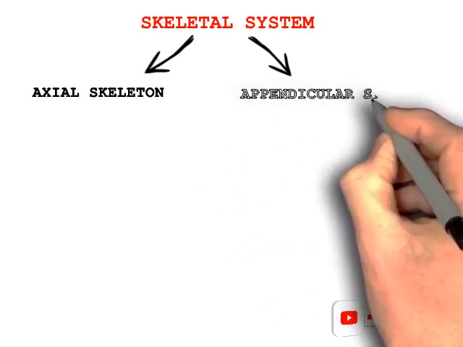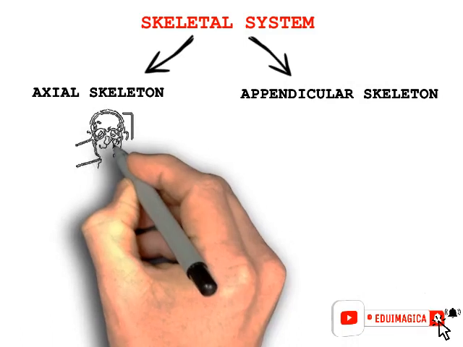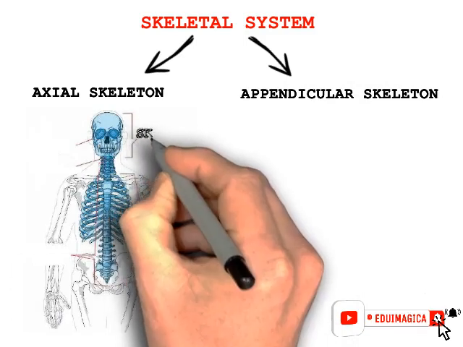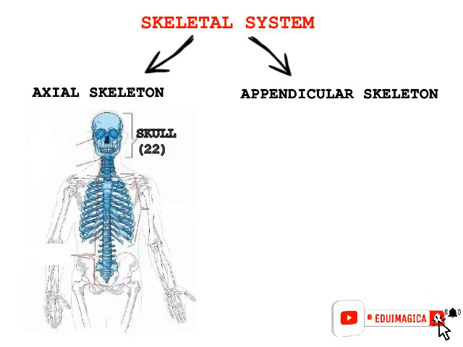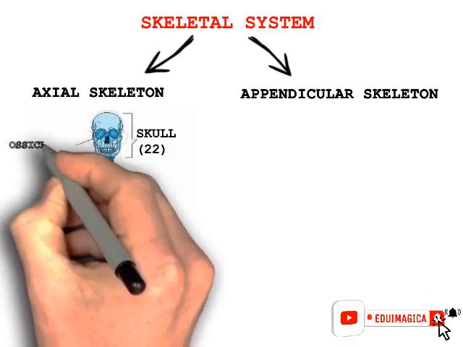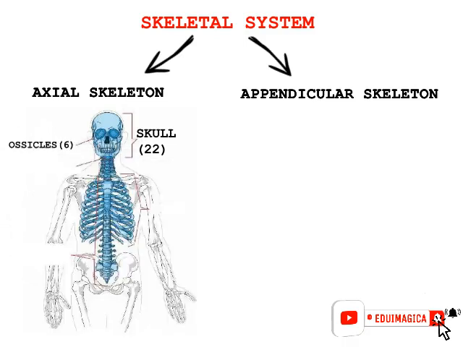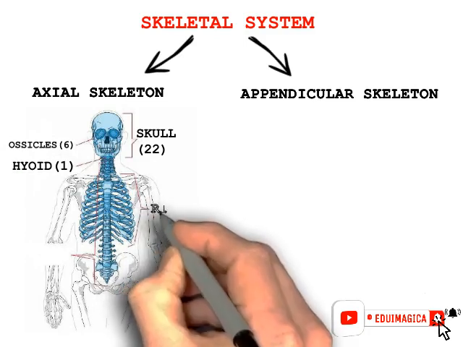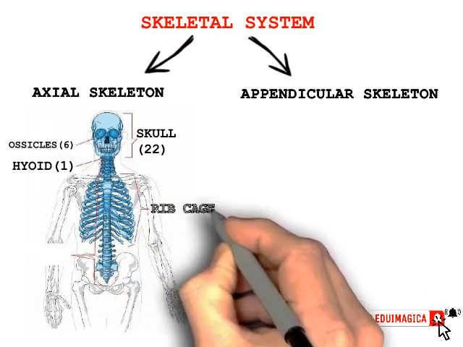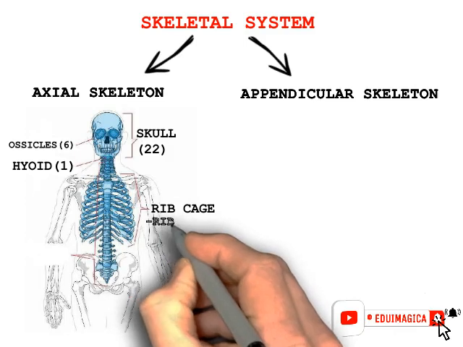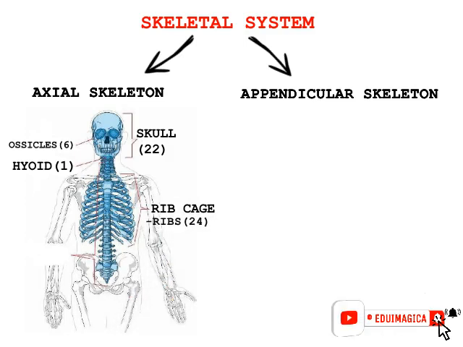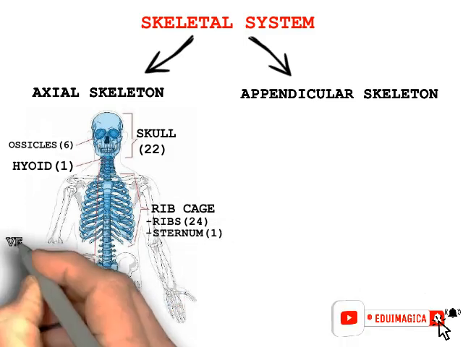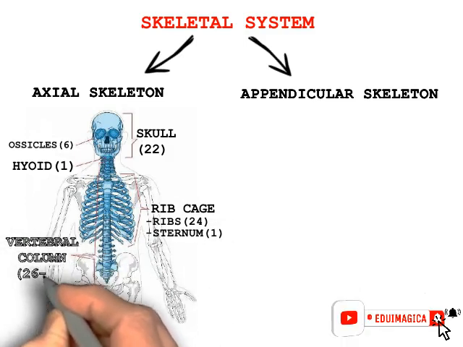Now let's first talk about the axial skeleton. It includes the skull, which comprises 22 bones. It includes the cranium and the facial bones. Then we have the ear ossicles that are 6 in number. We have a singular hyoid bone. Then we have the rib cage. The rib cage includes the ribs and the sternum. The ribs are 12 pairs or 24 in number, and we have a singular sternum. Then we have the vertebral column, which is 26 to 33 in number.